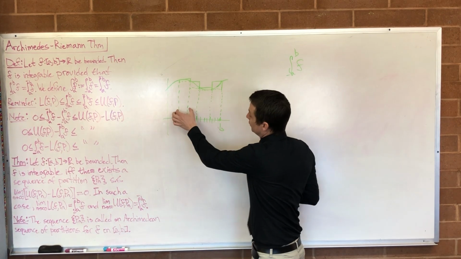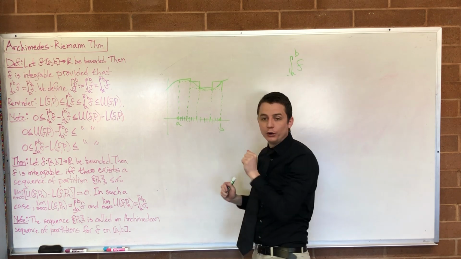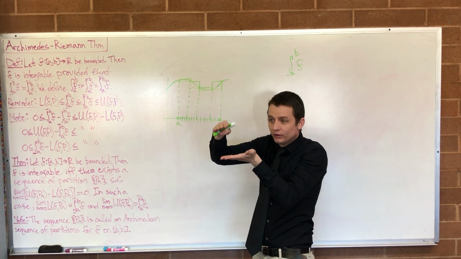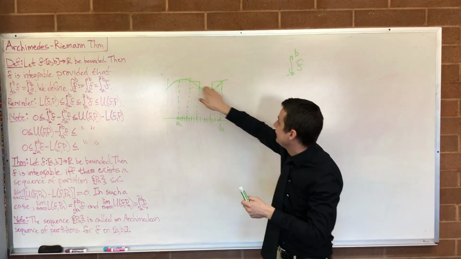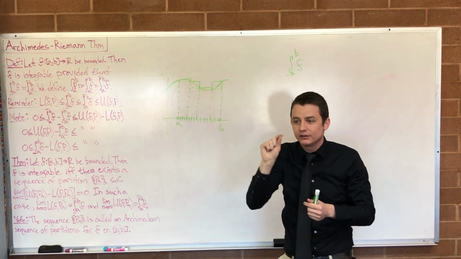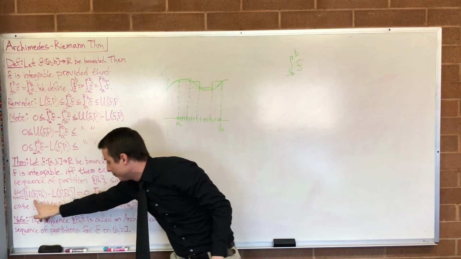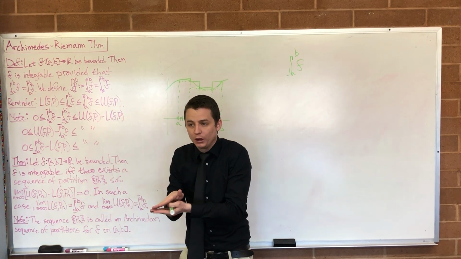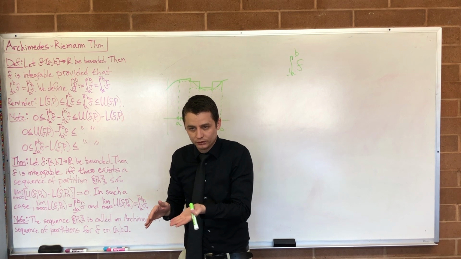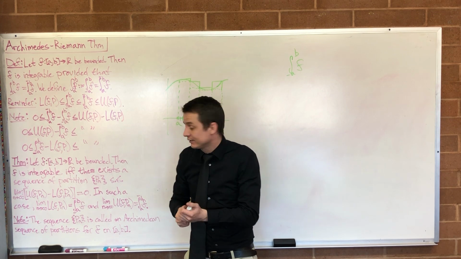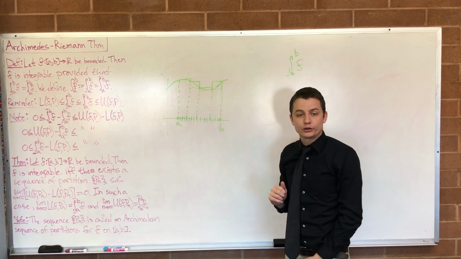So the difference between what my lower Darboux sums and my upper Darboux sums give me is going to get closer and closer to 0, because they're both going to get closer and closer to giving me the exact area. So in the limit, the difference between my upper and lower Darboux sums is going to be 0. They're going to give me the exact same number in the limit. If that's the case, then this thing is going to be integrable.